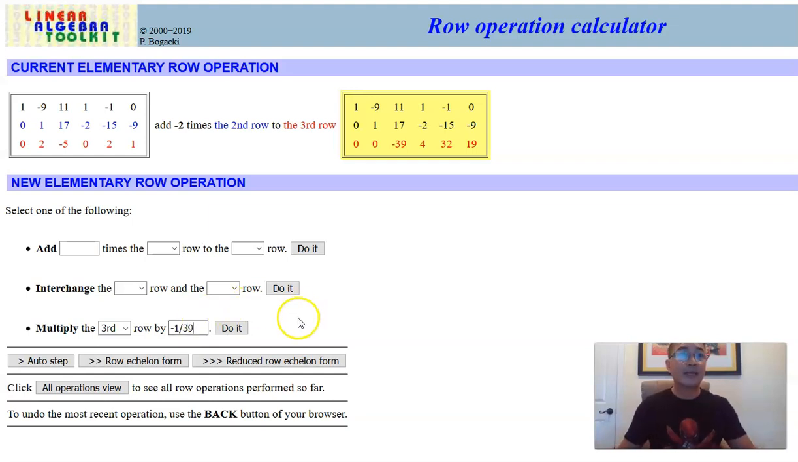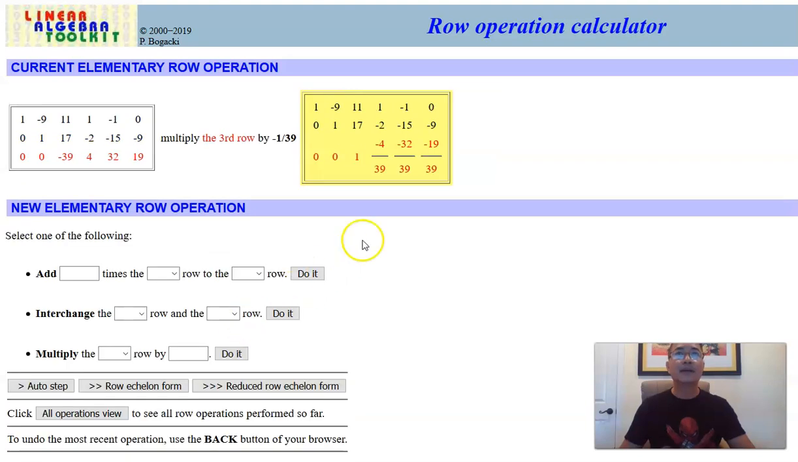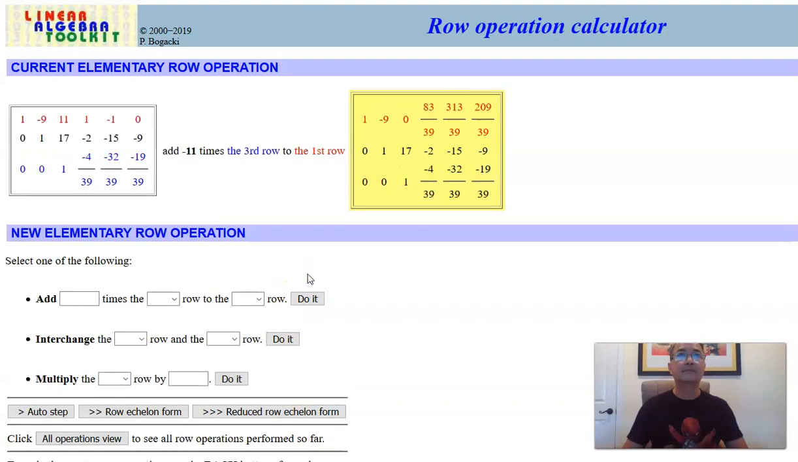Okay, so that's now a scale. Do it. Okay, there we go. And of course, our bottom row is correct. We're now ready to clear the third column, 11 and the 17. So add negative 11 times the third row to the first row. There's our 0. These will not be correct just yet.